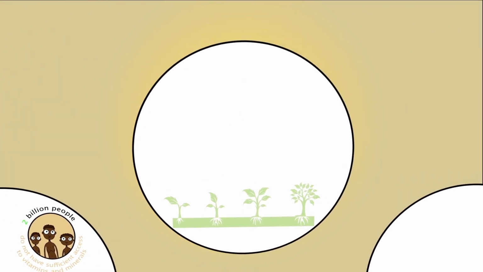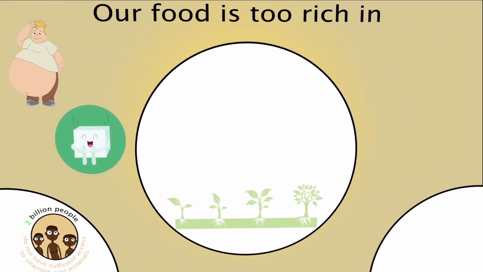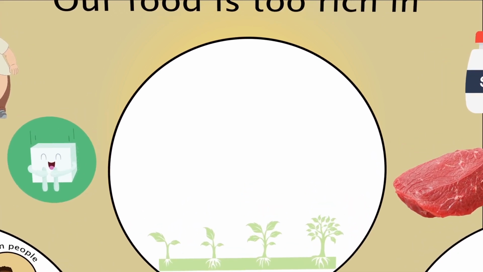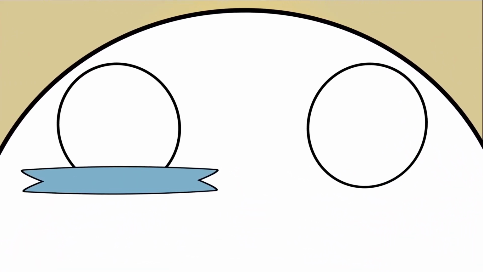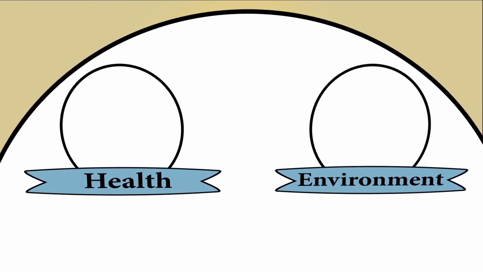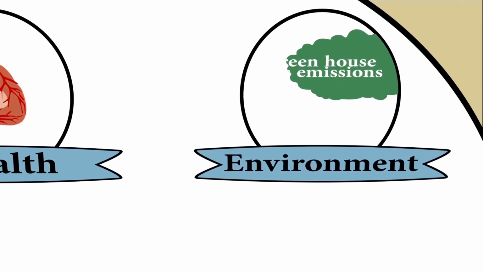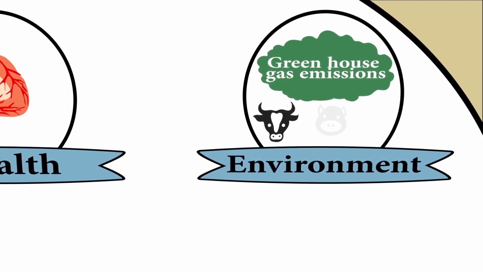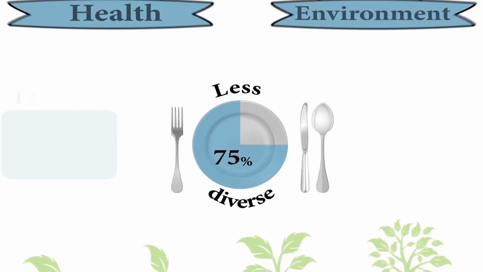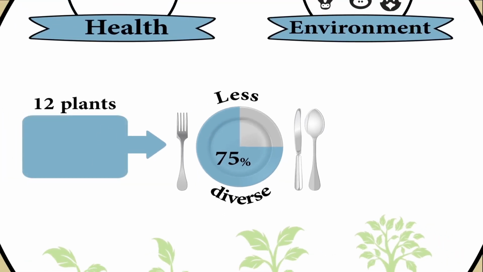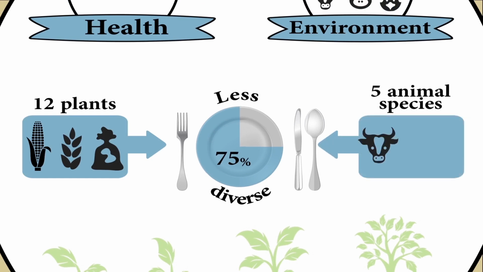Second limitation: our food is too rich in fat, sugar, salt, and meat. This type of diet has an impact on health and the environment. For example, it can lead to increased heart disease and higher greenhouse gas emissions from meat production. In addition, our food is less diverse. 75% of our food now comes from only 12 plants, including rice, corn, and wheat, and from 5 animal species, including cows, chickens, and pigs.